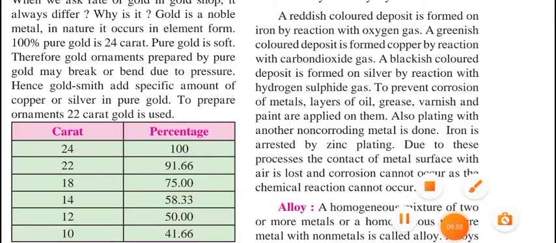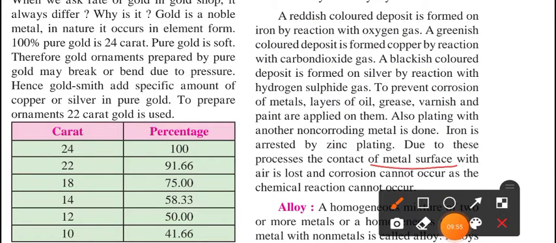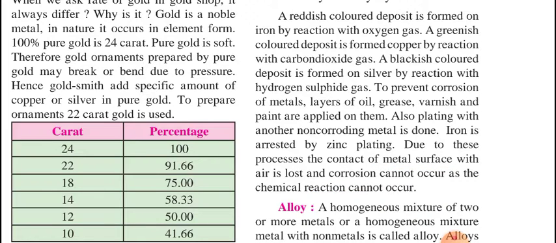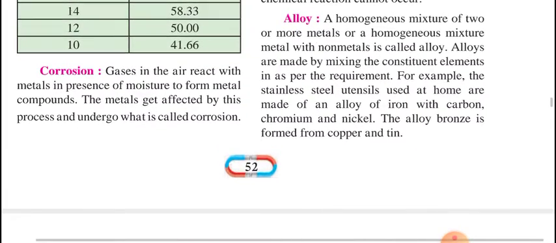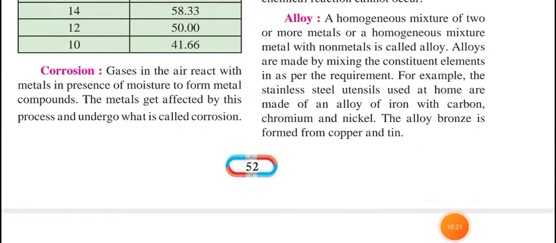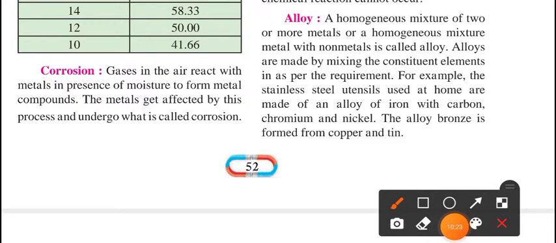Due to this process, the contact of the metal surface with air is lost and corrosion cannot occur, as the chemical reaction cannot occur. Because when you apply paint on it, the oxygen cannot get in contact with the iron, so the corrosion cannot happen. If you apply a specific layer on it, then oxygen cannot directly contact the iron, so corrosion will not happen over there. So to prevent it, we have to apply paint or grease or something else as given in the paragraph.